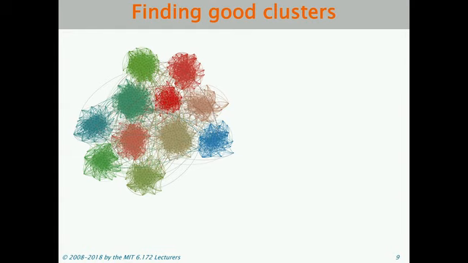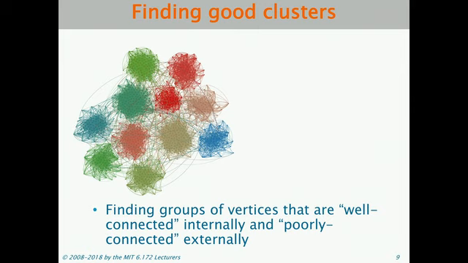Another important application is clustering. Here the goal is to find groups of vertices in a graph that are well connected internally and poorly connected externally. In this image here, each blob of vertices of the same color corresponds to a cluster. And you can see that inside a cluster, there are a lot of edges going among the vertices, and between clusters, there are relatively fewer edges.